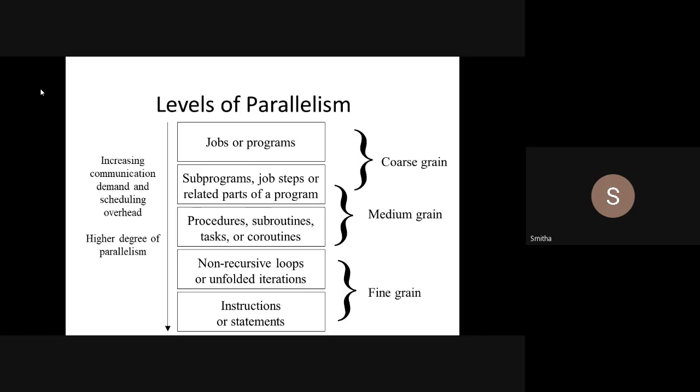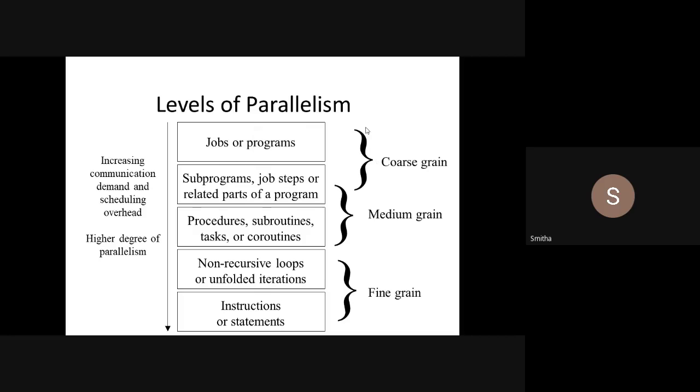It is a set of instructions, and above that we can have subprograms, job steps, or related parts of a program. If you see, as I go to the upper levels, the number of instructions will increase. When I go from bottom to top, the number of instructions in each level will increase.